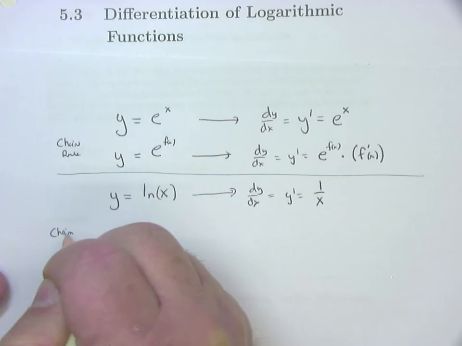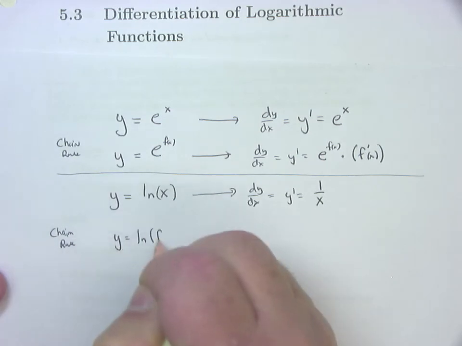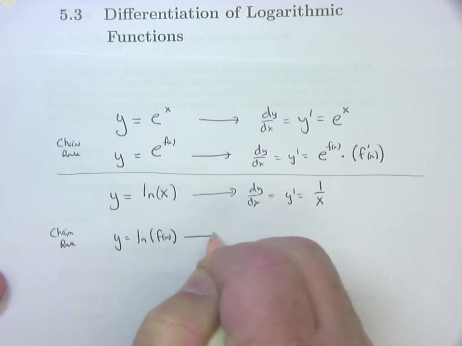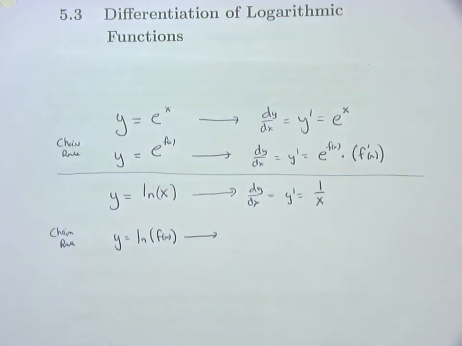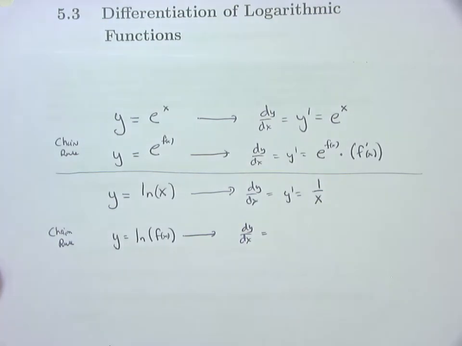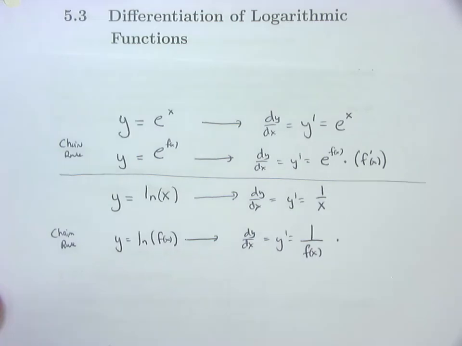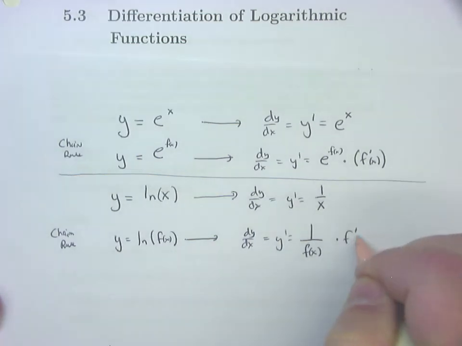So what you need to remember here is this 1 over when it comes to logarithms. If I've got y equals the natural log of a function, something other than x, then your derivative, dy over dx, which is y prime, is equal to, well, the derivative of natural log of x is 1 over x, but the derivative of natural log of a function is 1 over the function. Then you have to do chain rule, times the derivative of the inside.